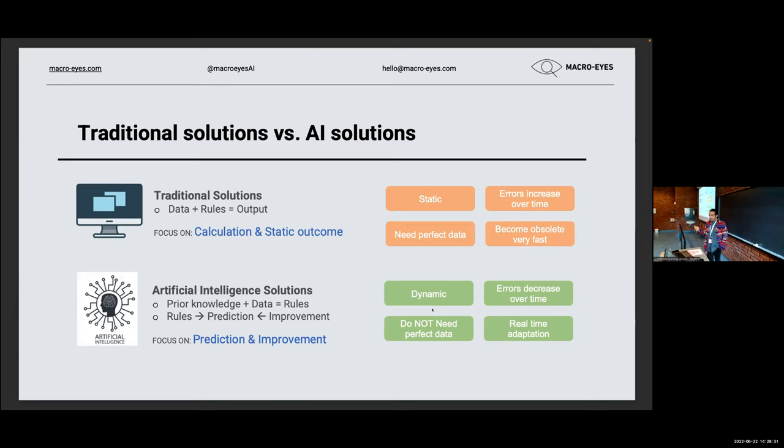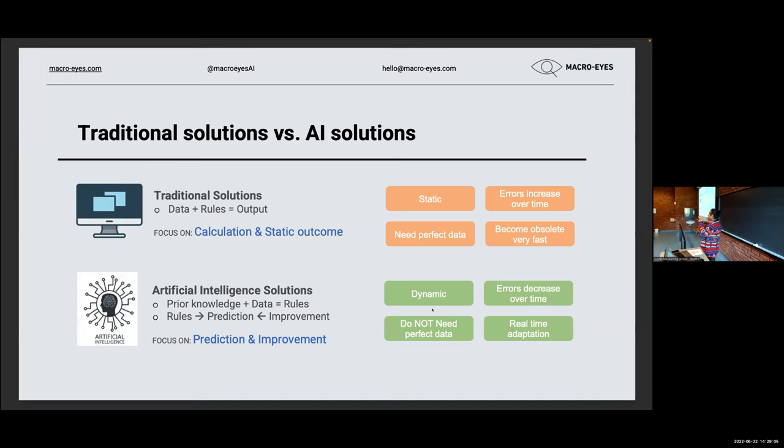So a characteristic of this type of approach is that it's dynamic. As new data comes, the prediction you make is constantly improving. The error eventually decreases because the algorithm you have in place learns from the new data which is coming. And also it doesn't need perfect data. This is also one big direction at Macrise, where we have to come up with solutions for how to impute data, how to deal with missing values, and develop intelligent solutions to deal with that. And also the important part of that is that it's adaptable.